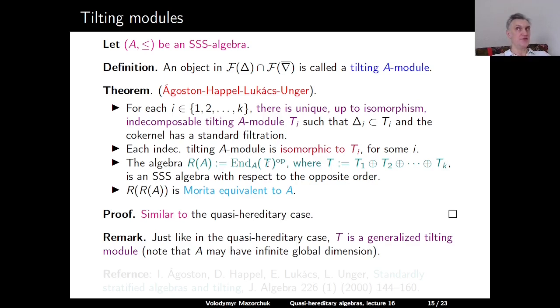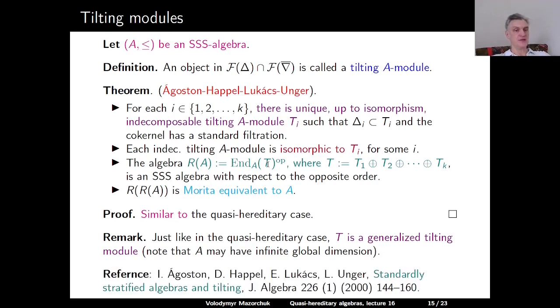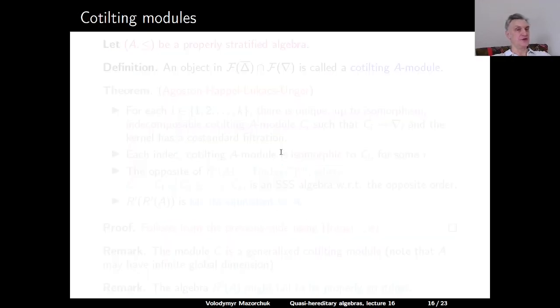But now the interesting difference with the quasi-hereditary case: in the quasi-hereditary case, A always had finite global dimension. For stratified algebras, the algebra A may have infinite global dimension. And this theorem is proved in the paper by Agoston, Happel, Lukács and Unger, which is called Standardly Stratified Algebras and Tilting. So now another interesting different feature of stratified algebras compared to quasi-hereditary algebras is that we have now a separate theory of cotilting modules.